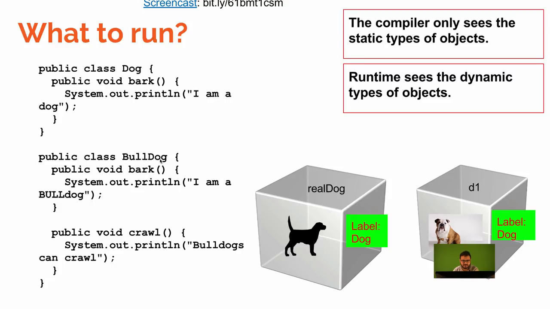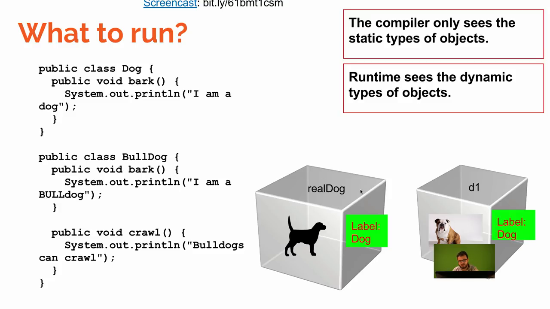This bulldog class is extending dog. I'm sorry, it doesn't say that. It should be public class Bulldog extends Dog. And this bark method is being overridden, so it's a new definition of the bark method. And then we have public void crawl, and this one prints, bulldogs can crawl.